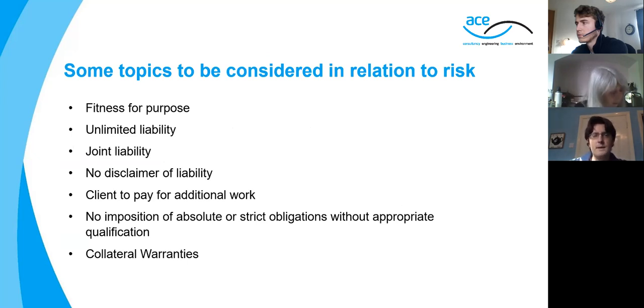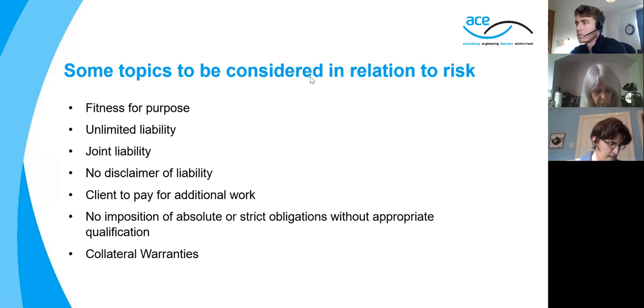Now, the first issue to be aware of is fitness for purpose, which you may well have heard of. This should not be required and is generally not beneficial to either party, as it is largely uninsurable. Clause 2.1 of the ACE agreement states that in providing the services, the consultant shall exercise the reasonable skill, care, and diligence appropriate to a consultant qualified in a discipline engaged in the performance of such services for projects of a similar nature, size, and complexity to the project. This is fair and insurable.